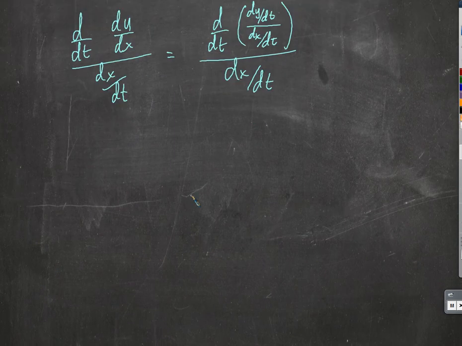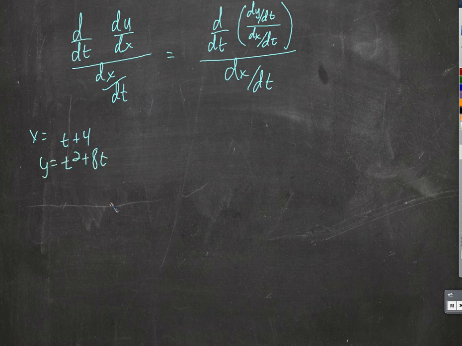Looking at one of your tests here: x equals t plus 4, y equals t squared plus 8t. We get dy/dt is 2t plus 8 over dx/dt, which is 1. This is dy/dx. When we go to take the derivative of this, we can't just take the derivative of the top or the bottom, say that that's 0 and it's undefined. Technically, we need to follow this. But the convenient thing is that this is over 1, so why write that? It's just 2t plus 8.